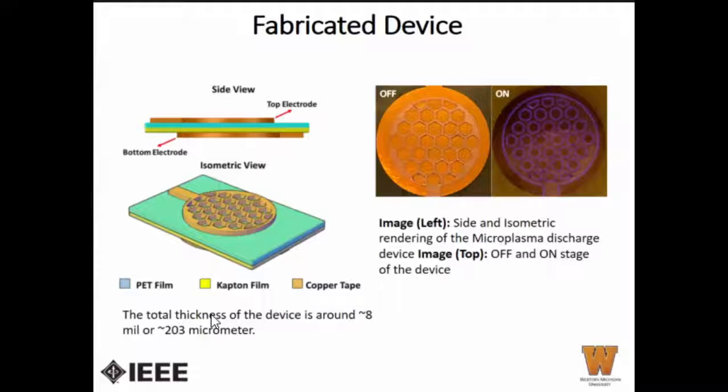This slide shows the side view and top view of the fabricated devices. The top electrode is honeycomb shape, and we are using the honeycomb shape for a uniform distribution of the voltage. On the back is the counter electrode or back electrode. On the right side of the right figure, it shows the actual microplasma when the device is on. As you see, the intensity of the microplasma is uniform across the device.